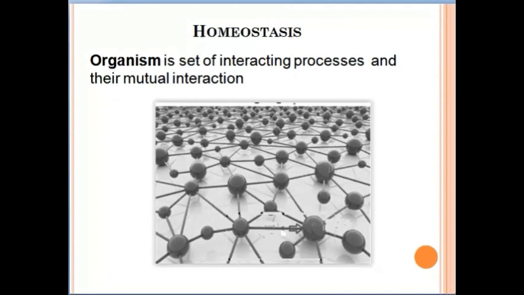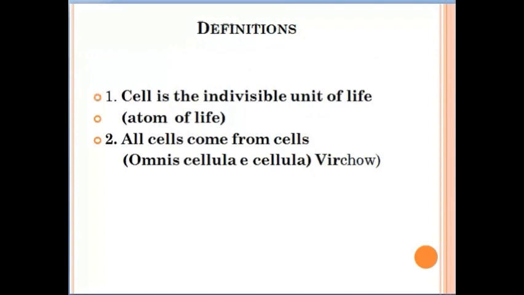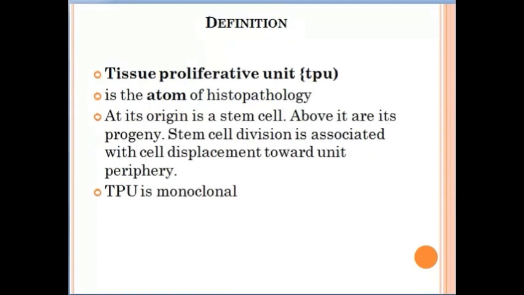So let's start with some definitions. Cell is the indivisible unit of life, or atom of life. All cells come from cells, and TPU, or tissue proliferative unit, is the atom of histopathology, and its origin is a stem cell. Above it are the stem cell progeny. Stem cell division is associated with cell displacement toward unit end, and the TPU is monoclonal.